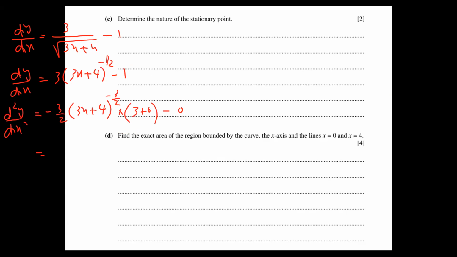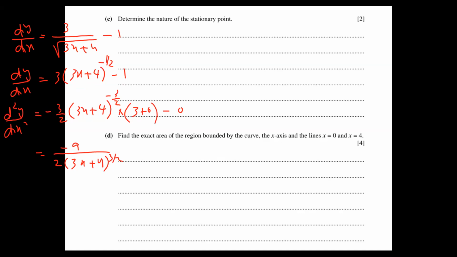So I simplify: negative 9 over 2, and (3x plus 4) to the power positive 3 over 2. So how did we get negative 9? This 3 into 3, I got negative 9. Now, what stationary point did I get? I got the x value 5 by 3, x value 5 over 3.